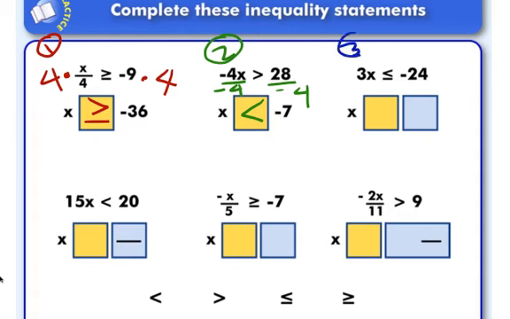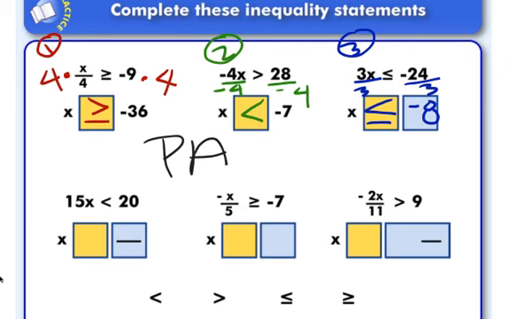On our third example, you've got 3x is less than or equal to negative 24. So we've got to divide both sides by 3 in order to solve the inequality. That's a positive 3, so our inequality sign does not change directions. So x is less than or equal to negative 8. If you want to, go ahead and pause here and work the next 3 on your own.